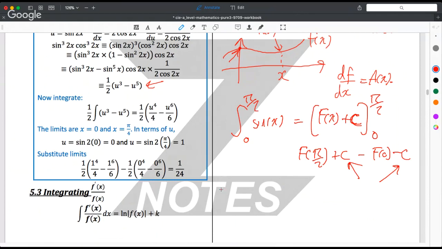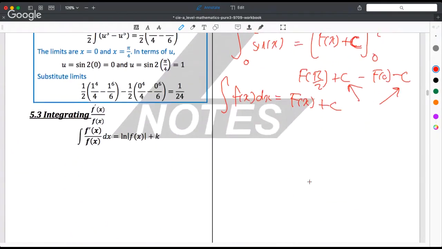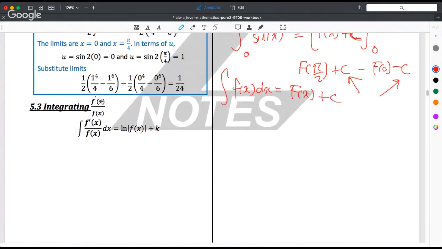But if you don't have limits, if you're just writing a general function being integrated equals big F of x, then you need a plus c, okay? Because of the way derivatives work, they get rid of constant terms. Okay, so if we're integrating the derivative of something divided by the original function, then this equals natural log of the modulus of the function plus this constant term.